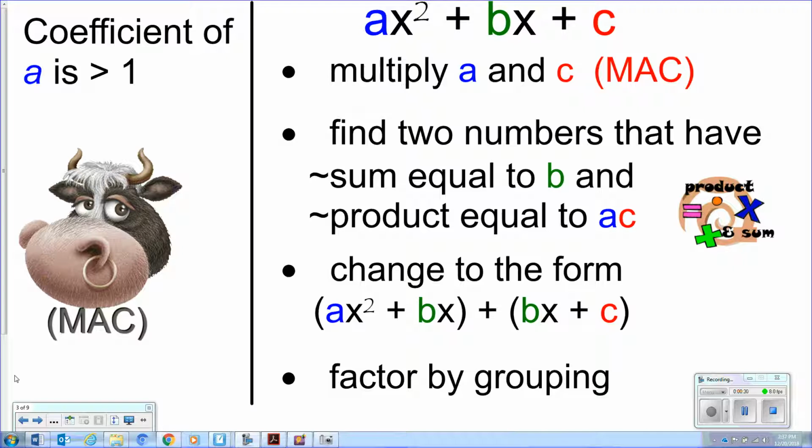So if the coefficient of a is greater than 1, so we have ax squared plus bx plus c, so a is a number greater than 1, then we have to use the MAC. So that means we multiply a and c. Then we find two numbers that, when you add them together, equal the b, and when you multiply them, they equal the product of ac. And then again, we change it to the form ax squared plus bx plus c. So the two bx's go together to go back to the original. And then we factor by grouping.